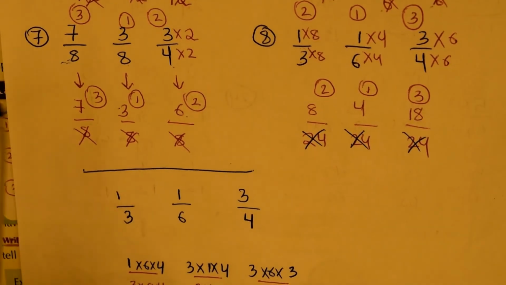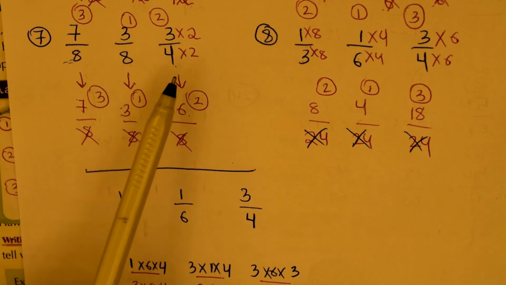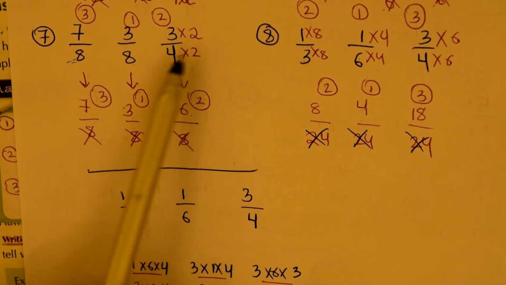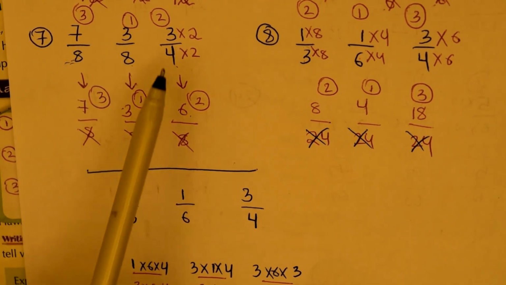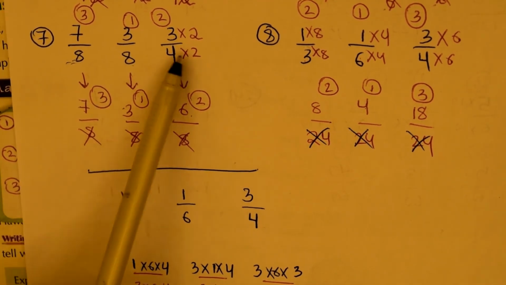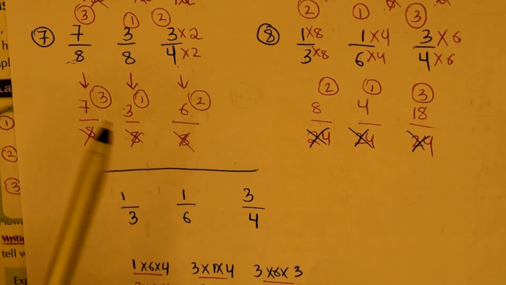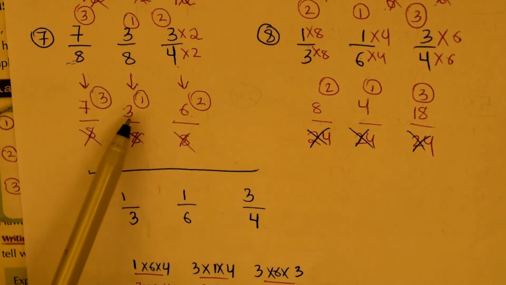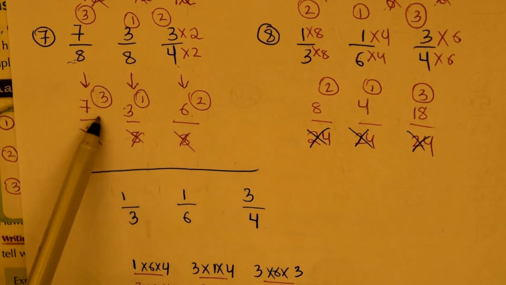Okay, now for number 7. Here I have 8, 8 and 4. I can make the 4, 8 by multiplying by 2. Here I have to multiply up and down. So this fraction will go down and this fraction will go down. Now 3 times 2 equals 6, 4 times 2 equals 8. So here I have 8, 8, 8. Then I will order from least to greatest. Here I have 7, 3, 6. So this is the smallest, then 6, then 7.